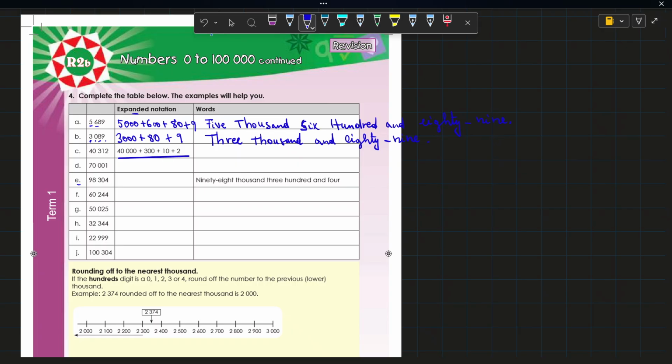Now in words, we are going to have 40,000. I don't know if I need an S here. 40,000, 300, and 12, right? Of course, this part is really the English part. And if you cannot get it easily, it's fine. It's going to come with time. You just need more practice, right? Of course, this was an E here. This is an E. It's 80.